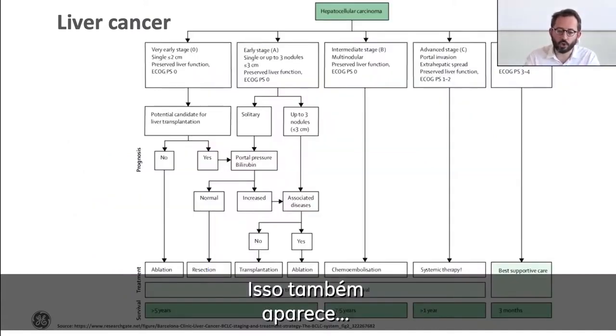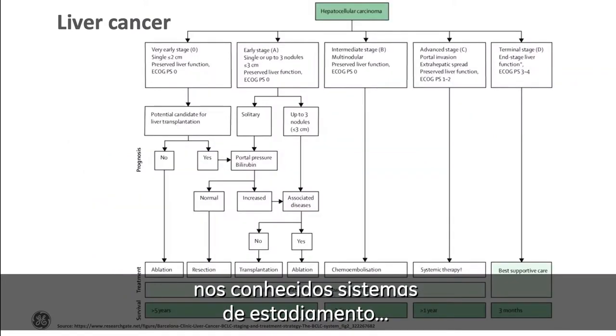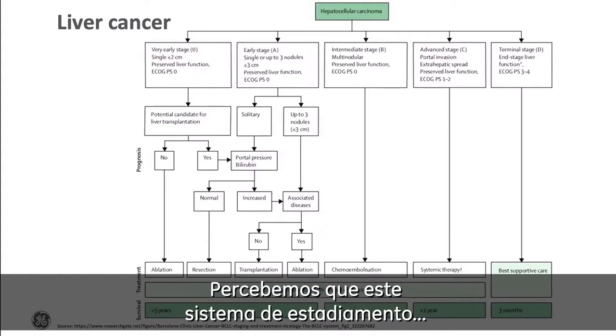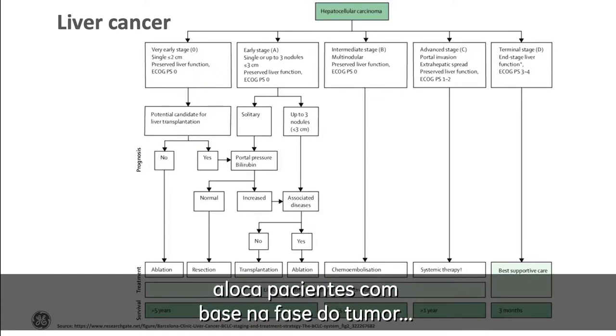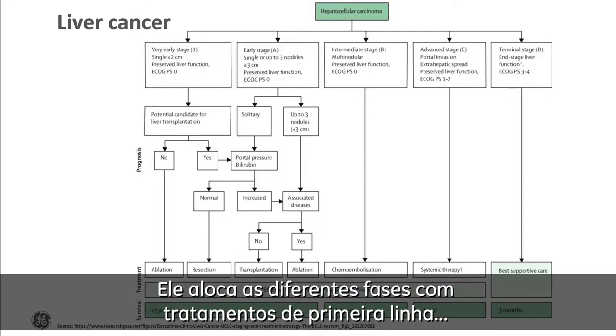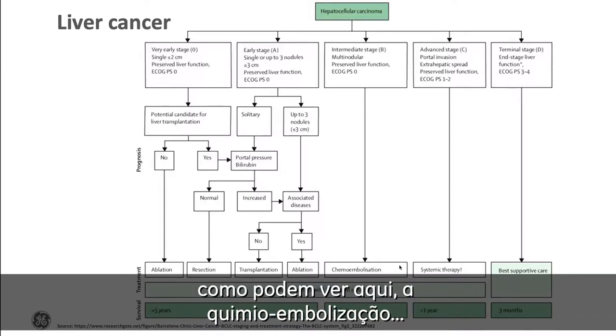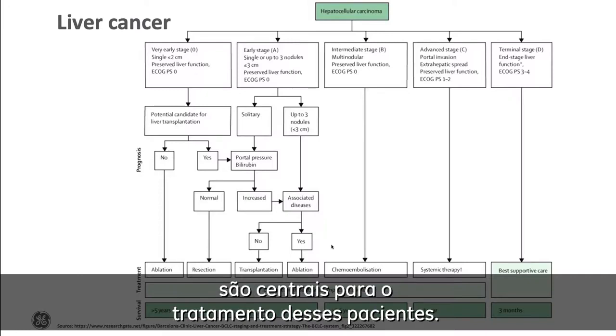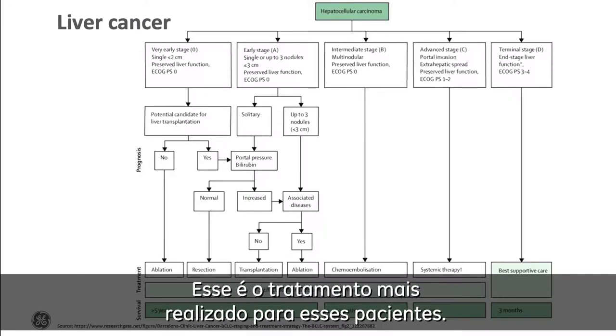And this is also shown by the very well-known staging systems. For instance, this one, the BCLC, that you are very familiar with, and you see that this staging system allocates patients based on tumor stage, the general status of the patient and the deterioration of liver function, allocates different stages with different first-line treatments. And you see here, chemoembolization and intra-arterial treatment in general are very much at the center of the treatment of those patients. It is the treatment that is the most performed for those patients.